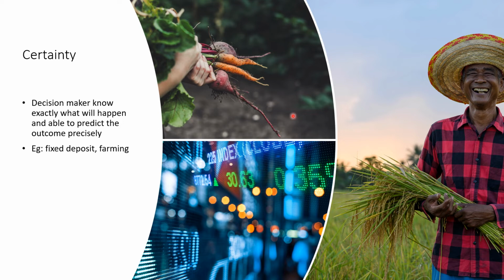Okay, for example, let's say a farmer, when he plants the paddy or anything, of course he will get the paddy. Okay, so it's very certain. So when you are making the decision to put your money in the fixed deposit, you already know what you will gain. When you become a farmer, you plant paddy or fruits and vegetables, you know what you will get. It's very precise, you know the outcome. Okay, so when you are making the decision, you are very certain.